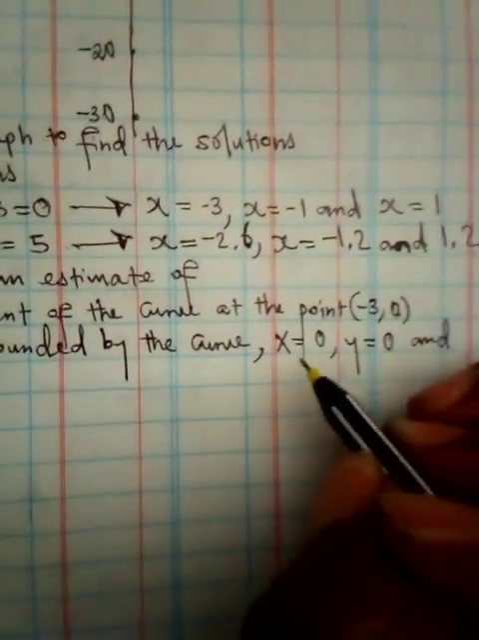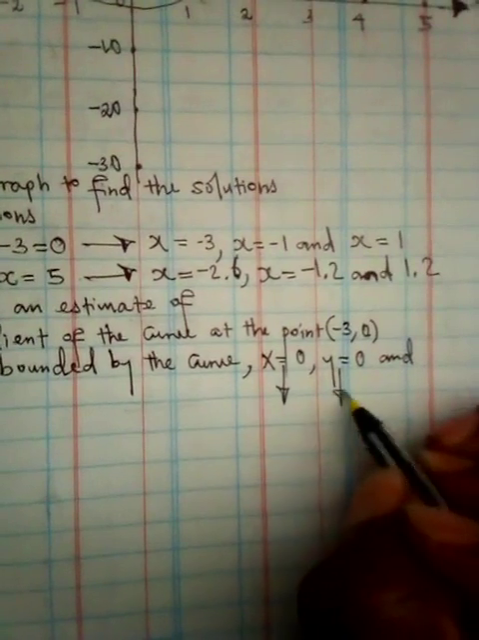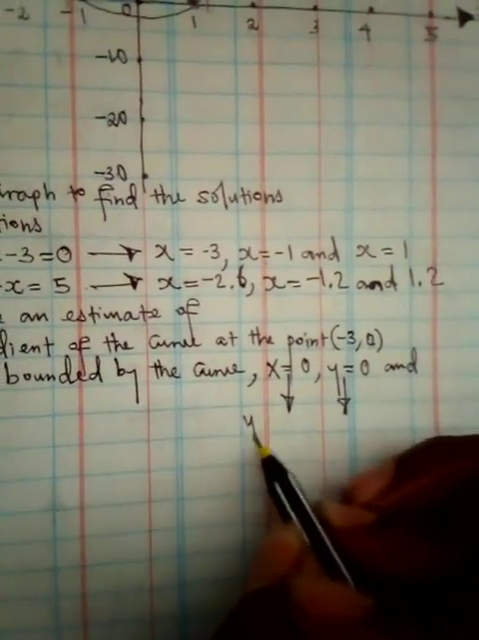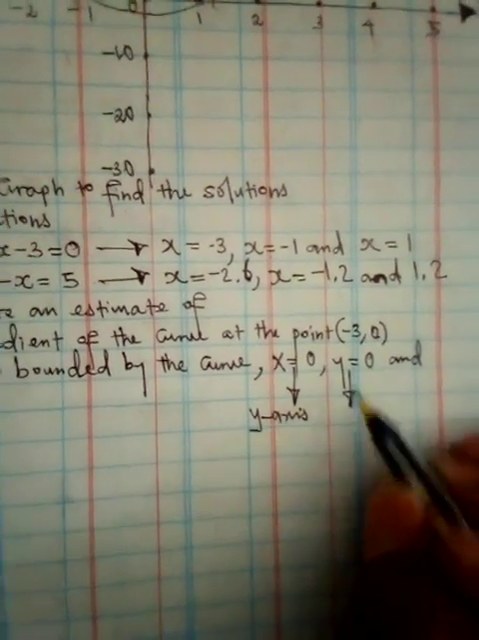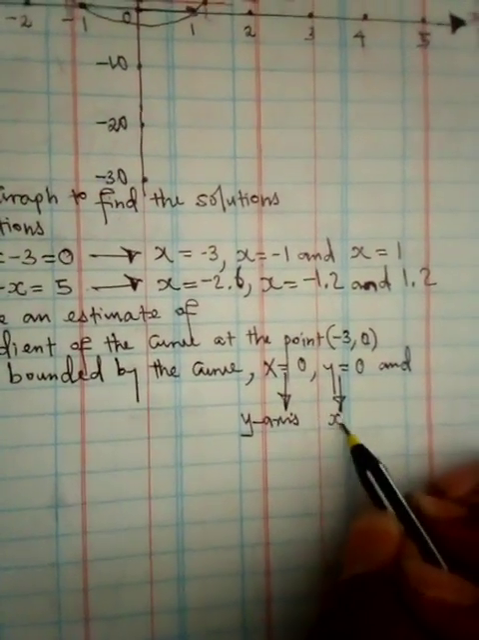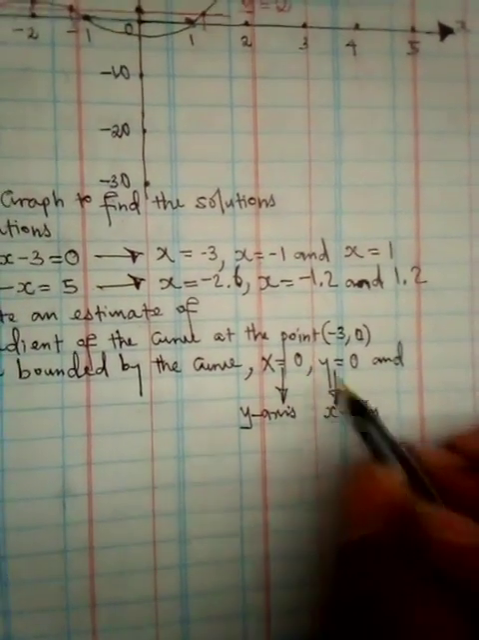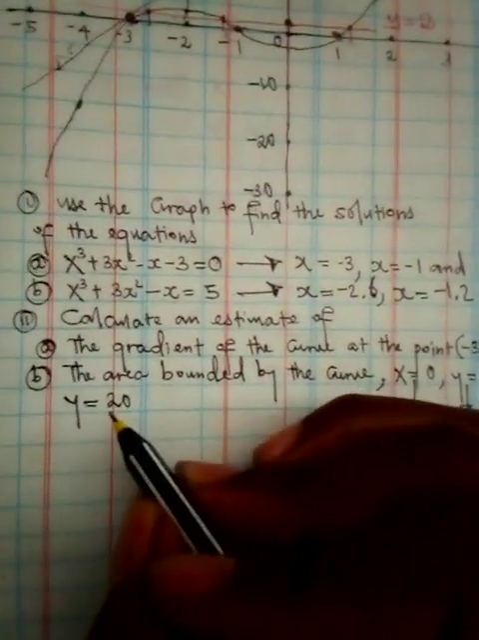Can we focus on this? And this guy? X is equal to 0, remember, that's the y-axis. Y is equal to 0, I don't know if you remember, that's the x-axis. You need to interpret these things correctly. And y is equal to 20.